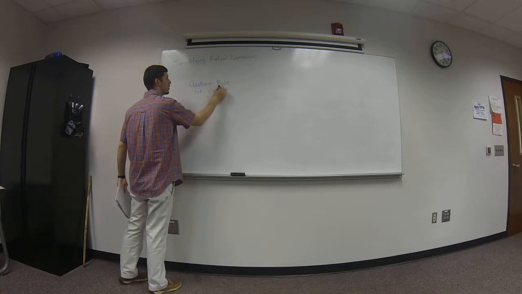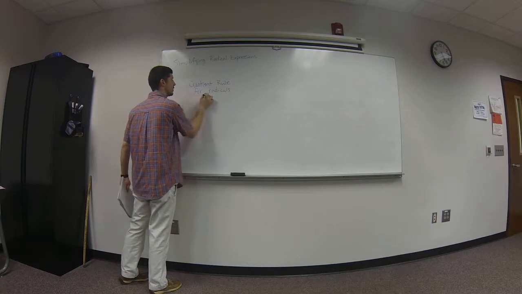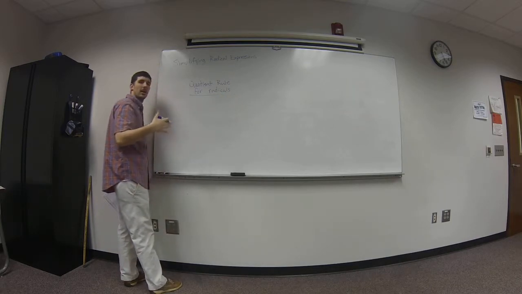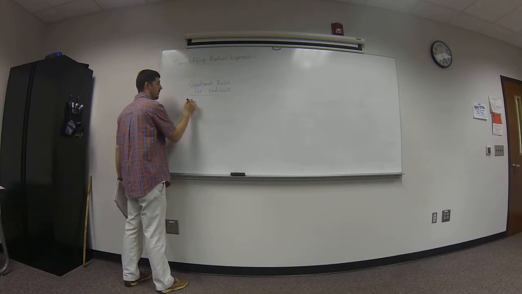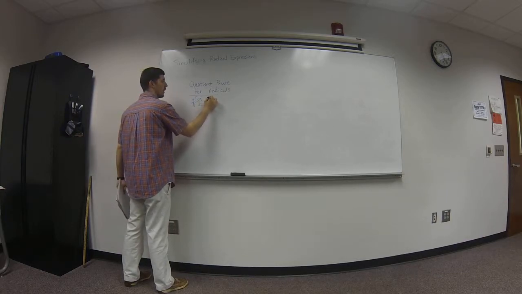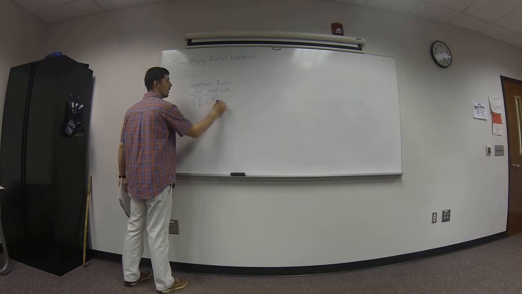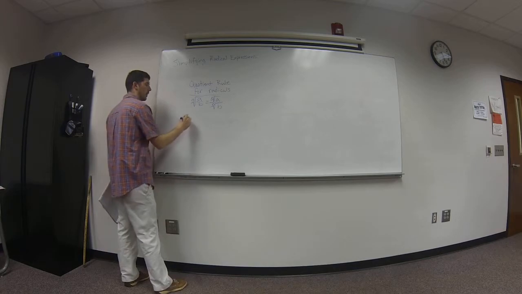Alright, so what the quotient rule does is it allows us to simplify radicals. Normally we might not be able to simplify. So it says if I have the nth root of a over b, well I can split that up as the nth root of a over the nth root of b. Okay, well let's see how we can apply that.